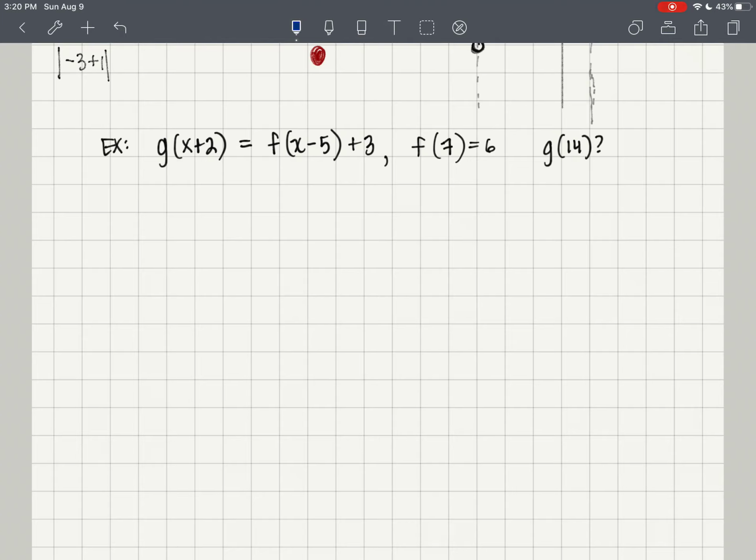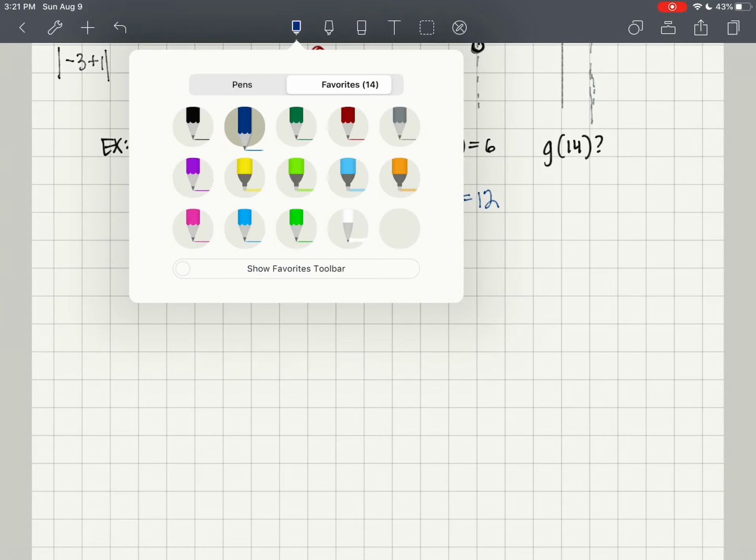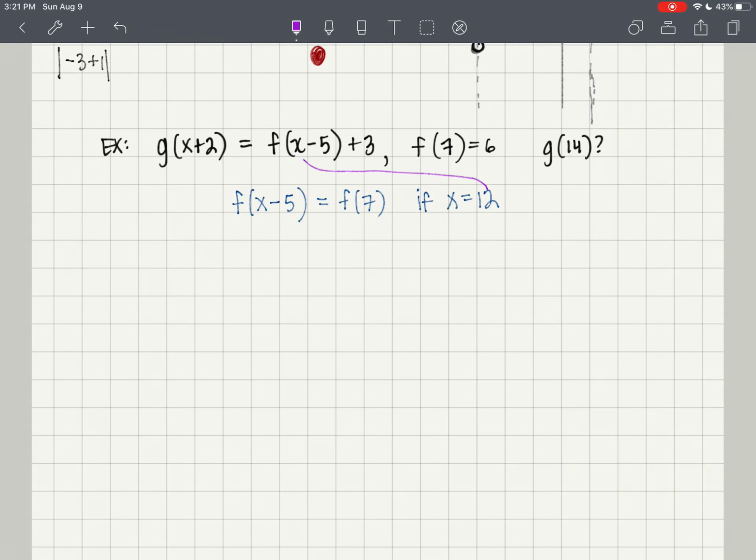Well, f of x minus 5 is going to be f of 7 when x equals 12. So f of x minus 5, let's write that down. f of x minus 5 is going to equal f of 7 if x equals 12. Okay. So if I'm looking at this entire thing as x equals 12, then I would be putting in a 12 for this x. And wait a second, if I'm considering them together, then 12 is also that x. Well, 12 plus 2 is 14, and that's exactly what I need to find.